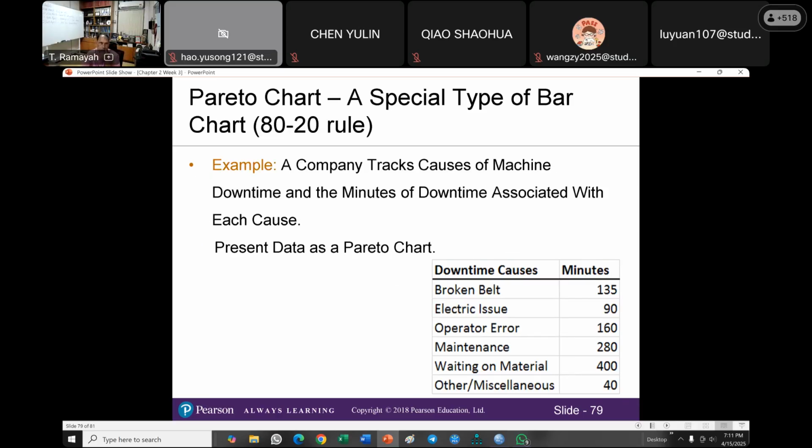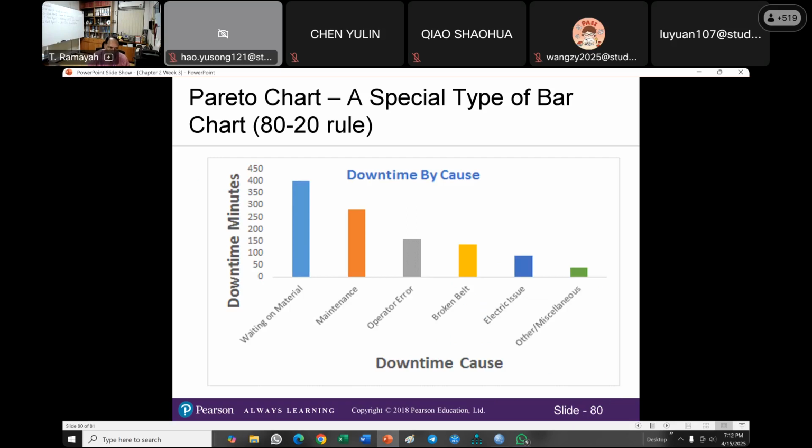So we have this company which is tracking the causes of machine downtime in terms of minutes. And these are the reasons for the downtime: broken belt, electric issue, operator error, maintenance, waiting on materials, and others. These are some of the reasons why there is downtime. And these are the minutes that the system is down. So what we will do is sort them from the highest value to the lowest value.